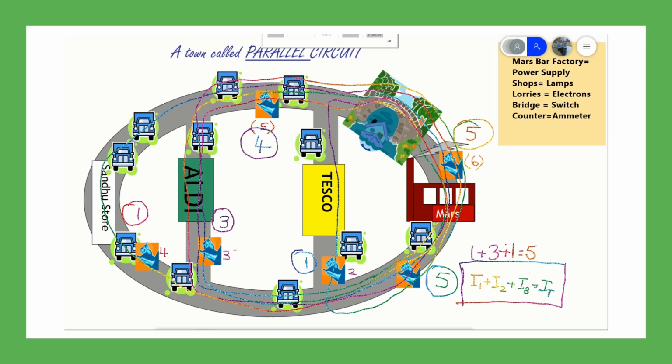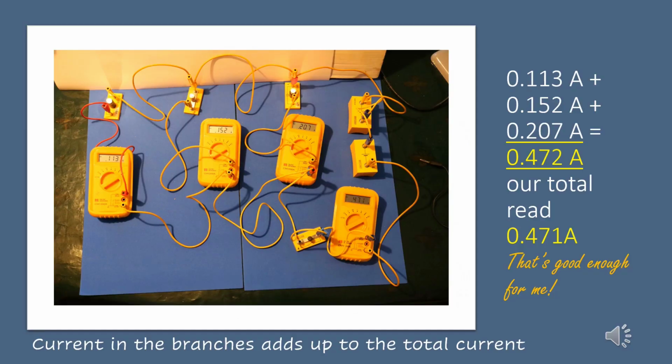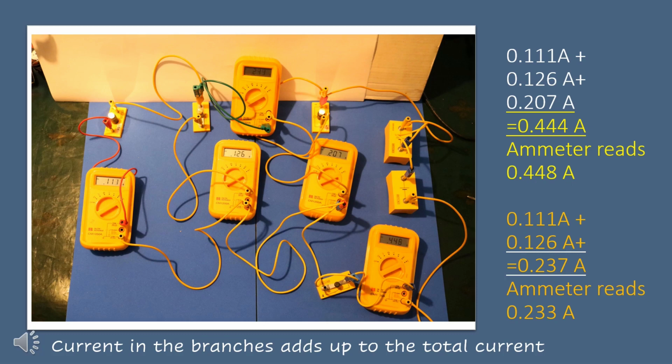And I can show you that in a photo. You can try it on the FET. So you can see by the calculation on the right that the 3 ammeters in each of the branches add up to a total of 0.472 amps, and the reading on the meter measuring the total current is 0.471 amps. So that's pretty good to me, and I believe that the current in the parallel branches adds up to the total current.